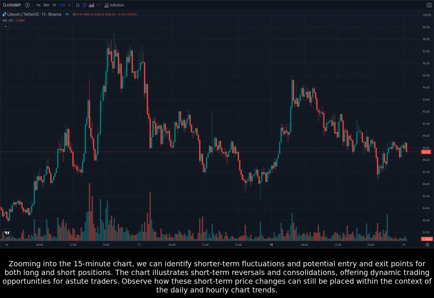Zooming into the 15-minute chart, we can identify shorter-term fluctuations and potential entry and exit points for both long and short positions. The chart illustrates short-term reversals and consolidations, offering dynamic trading opportunities for astute traders. Observe how these short-term price changes can still be placed within the context of the daily and hourly chart trends.